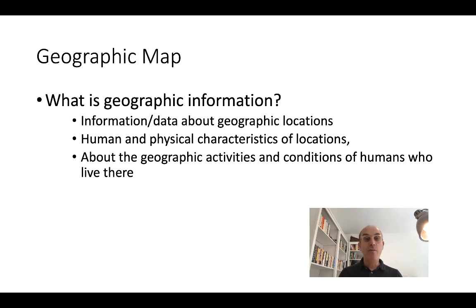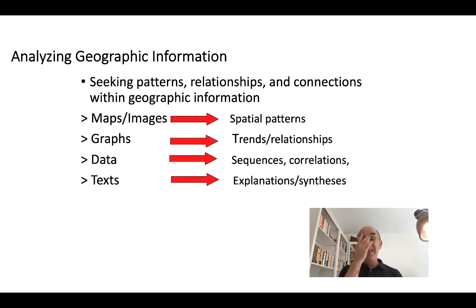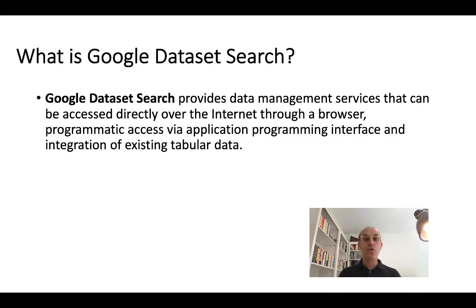What is geometric information? Usually it's about information of data about geometric location, about human and physical characteristics of location. It is about the geometric activities and condition of humans who live there. So in that definition, we often seek relationship or patterns and connection with a specific information. So the maps and the image has patterns, the graph has to have trends and relationship, the data has to be sequence or correlation, the text has to provide explanation in order for us to do that.